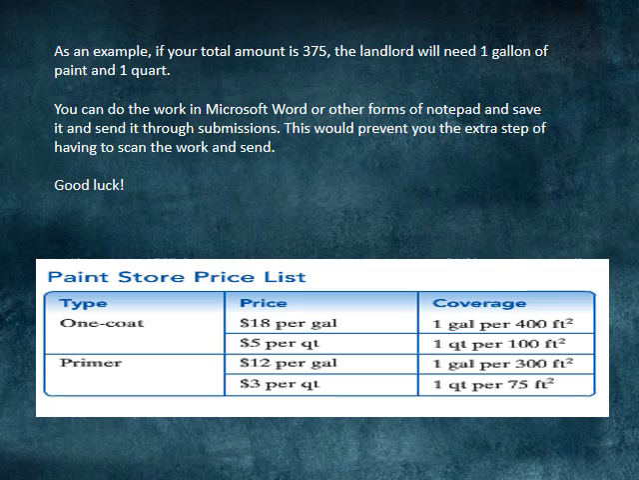So when you finish and you want to do your work on either Word or Paint or any other form of computerized application or a notepad or phone application, you can then save it and just send it through submissions. This way you don't have to write it on a piece of paper, find a scanner or a printer or whatever, and then have to upload it and send it. So the best way possible is to just find the easiest way that you can do this work without all the extra steps. So good luck.